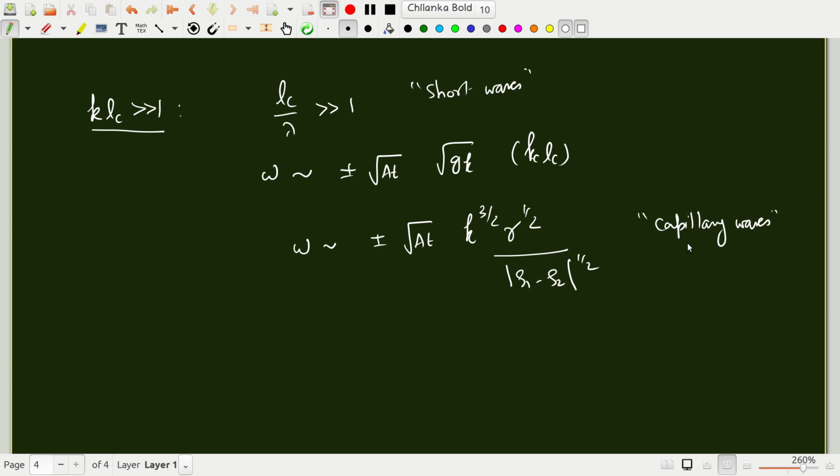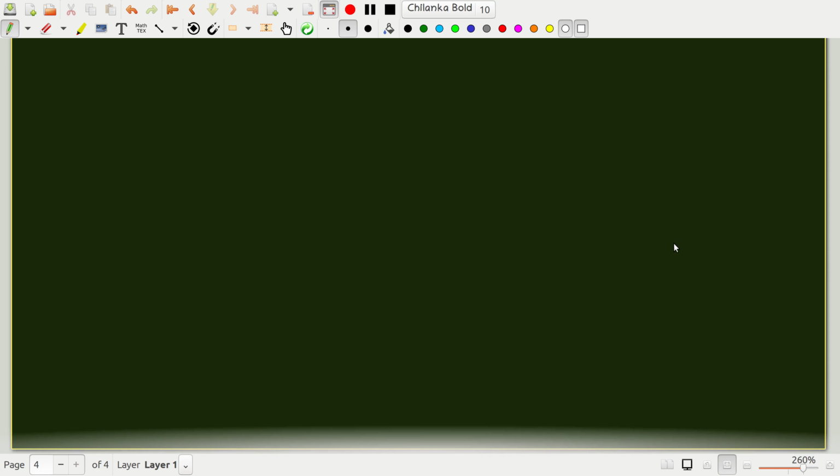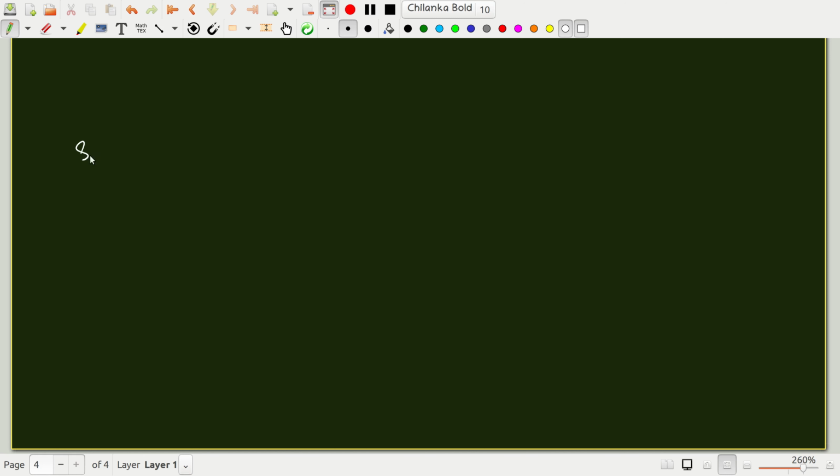Okay, now omega is purely real, because we are considering the stable configuration. Now let's look at the unstable configuration. If rho 1 is less than rho 2, and this is 1, 2, with gravity like this, then the heavier fluid is above a lighter fluid. This is an unstable configuration.